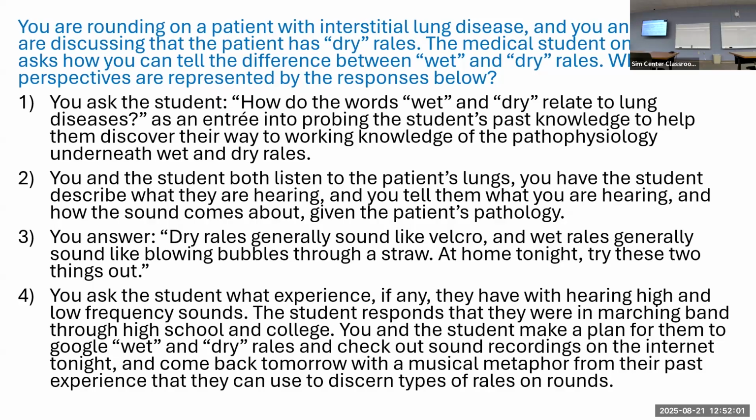Number 4, what does number 4 look like? Why? Making that connection. Right, but look at the difference between 1 and 4, which is squishy. In 1, you're asking the student about what they know about the content. In 4, you're asking the student about who they are as a person and trying to leverage what strengths they're bringing to the issue of wet and dry rails. It's still about wet and dry rails, but now you're bringing the student's personhood into it as a way to engage them with the content.